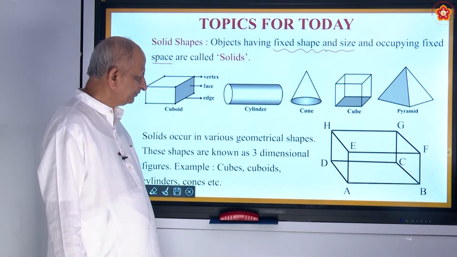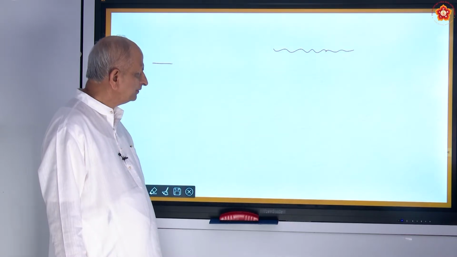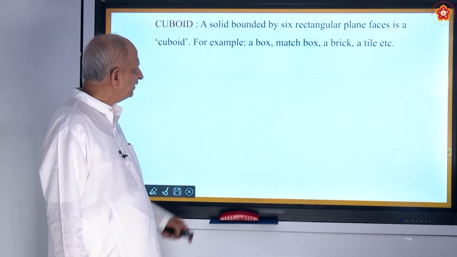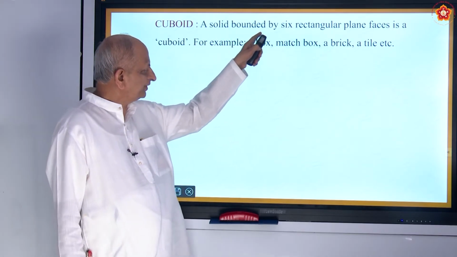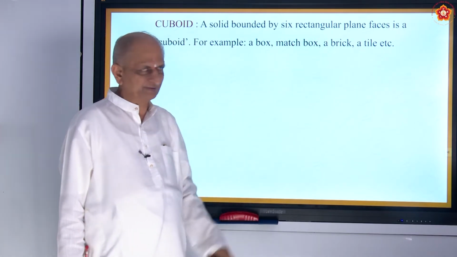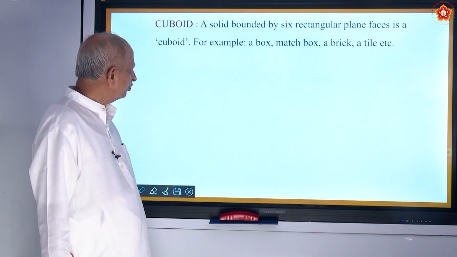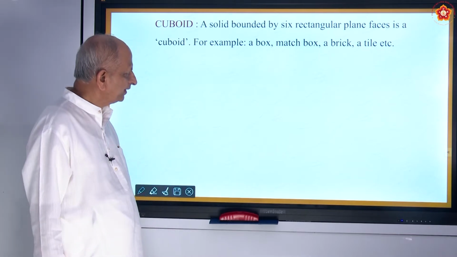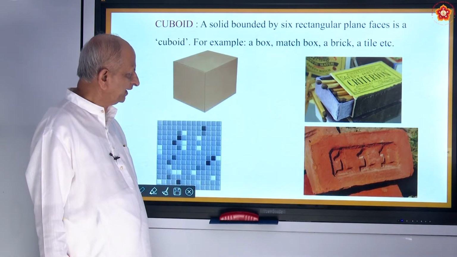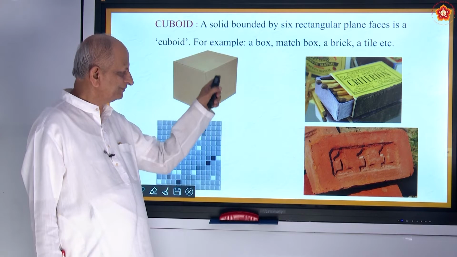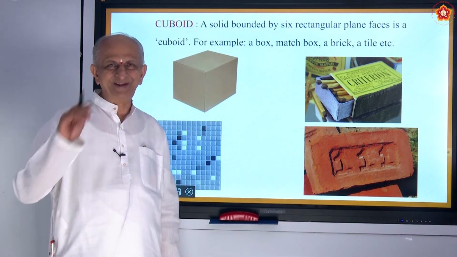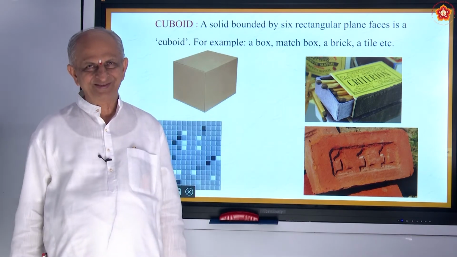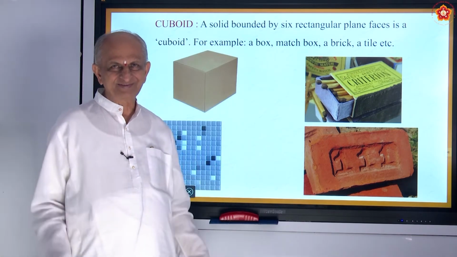Now in today's class we will see only the cuboid. What is a cuboid? It is a solid bounded by 6 rectangular plane surfaces. For example, a box, a matchbox, a brick, a tile, etc. So this is a box. You have seen so many types of cuboid, correct? Some of you may have a trunk also in your house, and a cotton box.